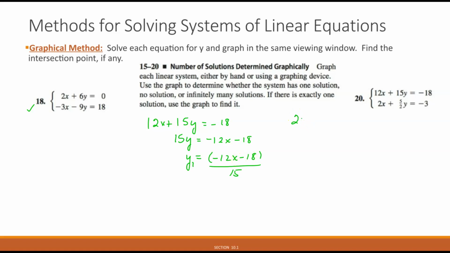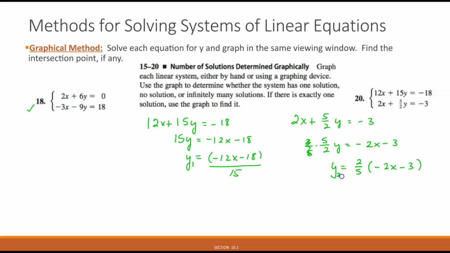Okay, equation 2, we have 2x plus 5 halves y is equal to negative 3. Again, we are solving for y, so we're going to subtract over that 2x. And then to move this over, I can multiply both sides by 2/5. Notice multiplying by 2/5 would eliminate that 5 halves. So we're going to multiply both sides by 2/5, so we would have 2/5 times negative 2x minus 3.